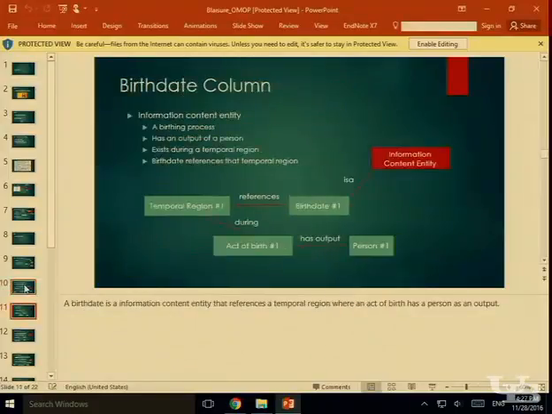Birth date column. Again, another information content entity. It's about the temporal region of an act of birth that has an output of a person. That birth date references part of that temporal region, depending on where the birthing process starts and ends.